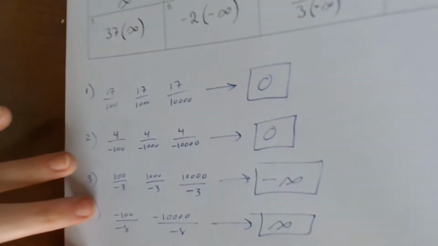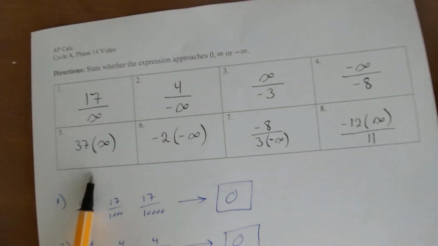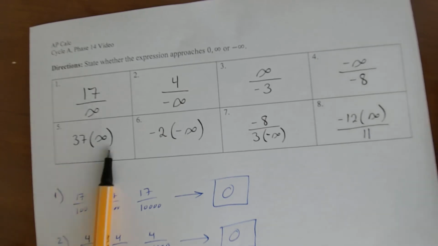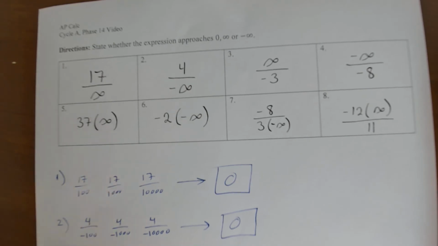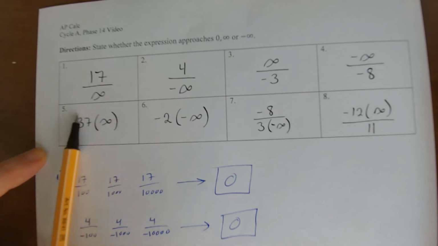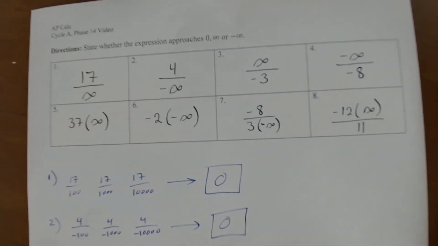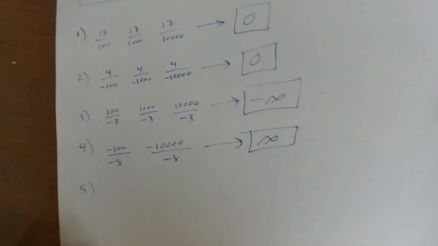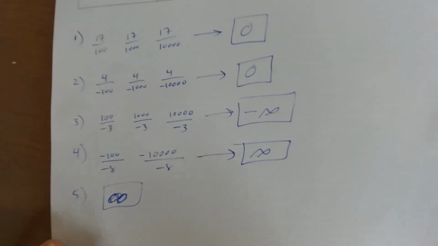Okay, almost done, guys. Now number 5. We're dealing with 37 times infinity. So think 37 times 100, 37 times 1,000, 37 times 10,000, times a million. This number continues to get bigger in a positive direction. So that's positive infinity.